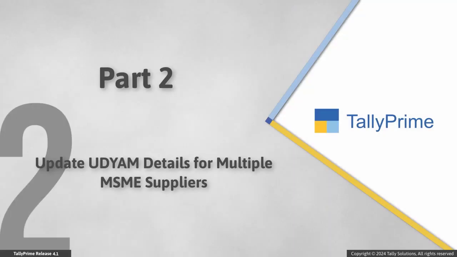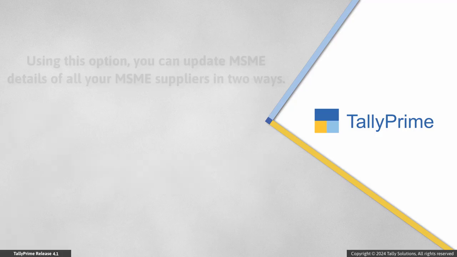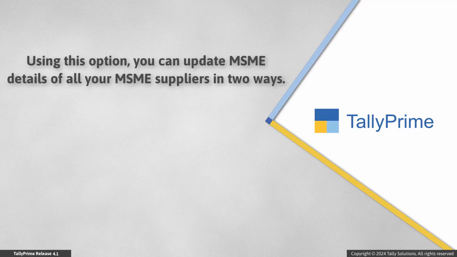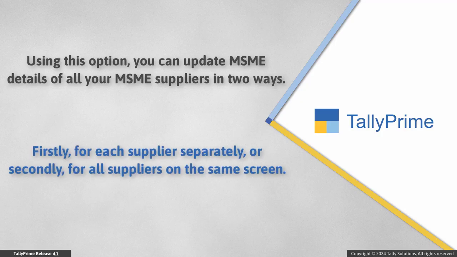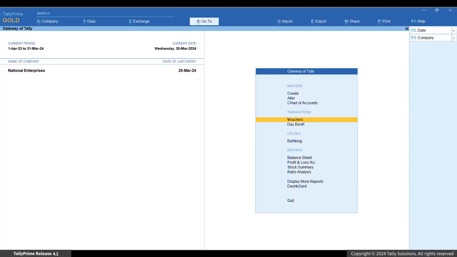Alternatively, you can use the Update Party MSME Details report to conveniently specify UDYAM details of all MSME parties from a single screen. Using this option, you can update MSME details of all your MSME suppliers in two ways. Firstly, for each supplier separately, or secondly, for all suppliers on the same screen. Let's look at the first option.